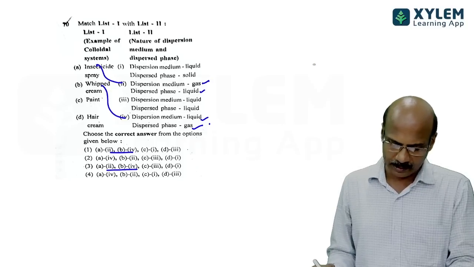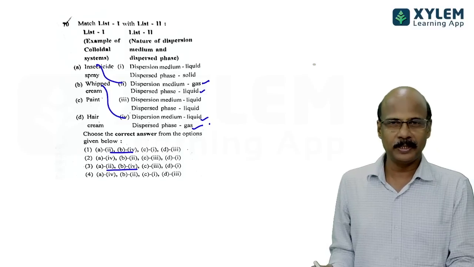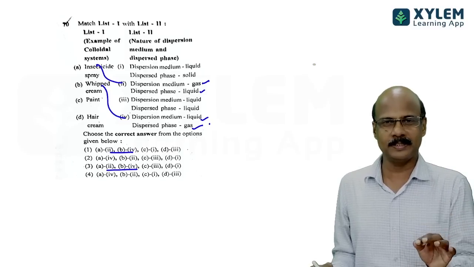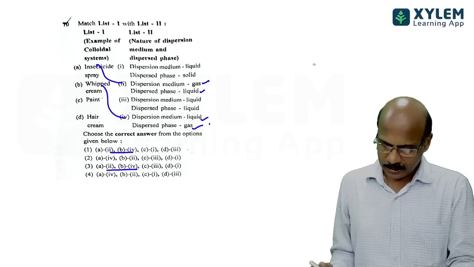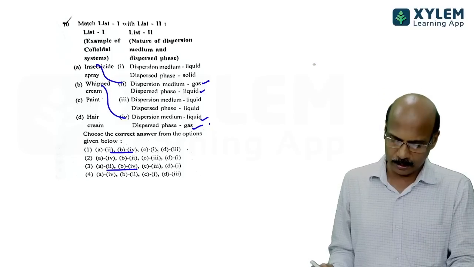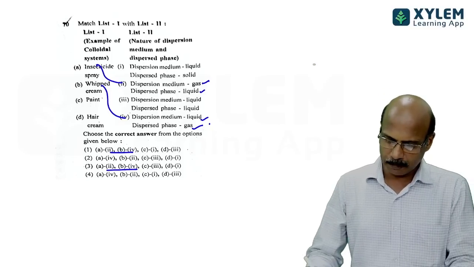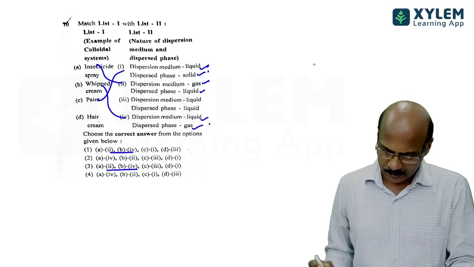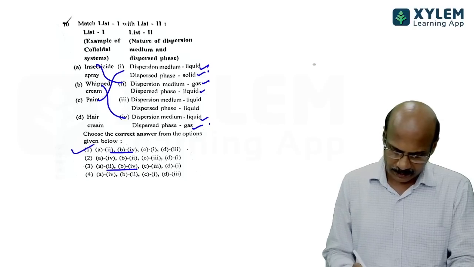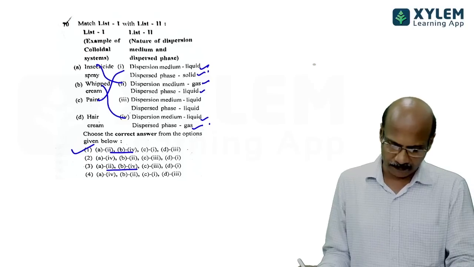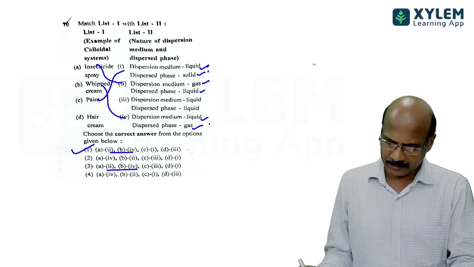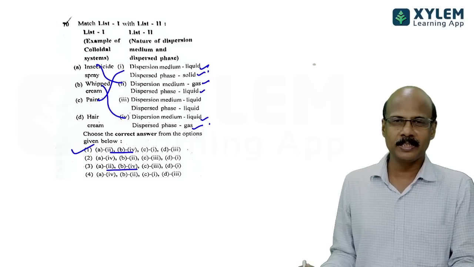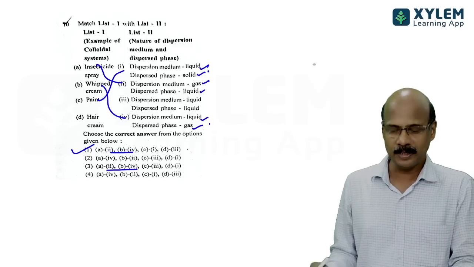Now let us consider the next one. Paint. Nowadays, emulsion paint is there. In general, paint is solid in liquid. Solid dispersed in liquid. So the medium is liquid, dispersed phase is solid. So we can say paint C1. So you can take the correct combination as the first one. You know very well that hair cream is an emulsion. Hair creams are generally emulsions. That means liquid dispersed in liquid.